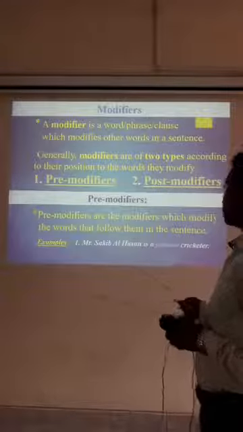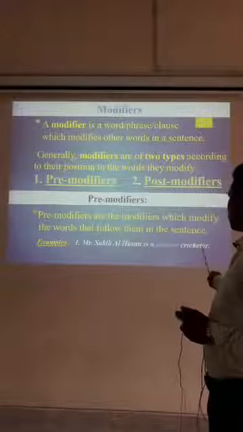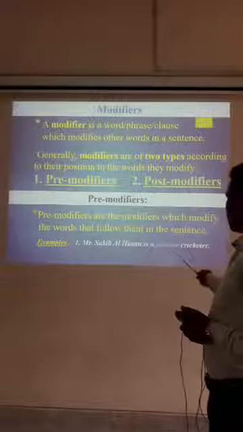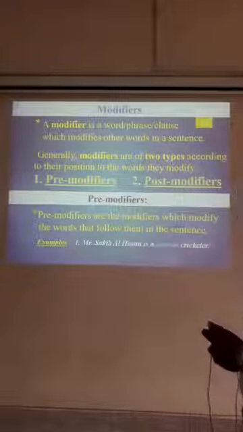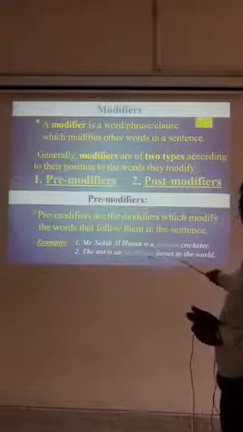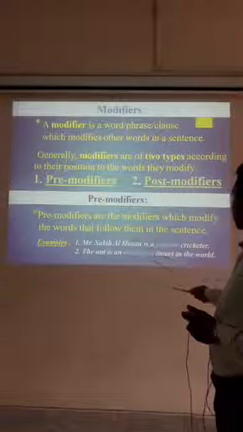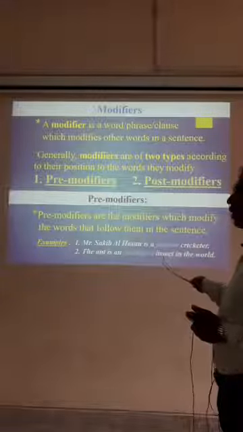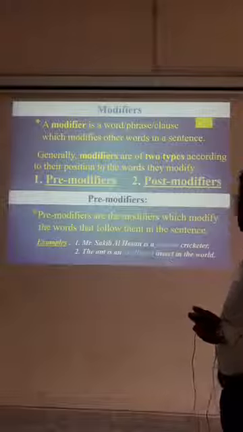Example, Mr. Saqib Al Hasan is a famous cricketer. Famous is a word that is before cricketer, and it modifies the word cricketer. Number 2, the ant is an intelligent insect. Intelligent sits before insect, it modifies the word insect. So intelligent is the modifier of the word insect.